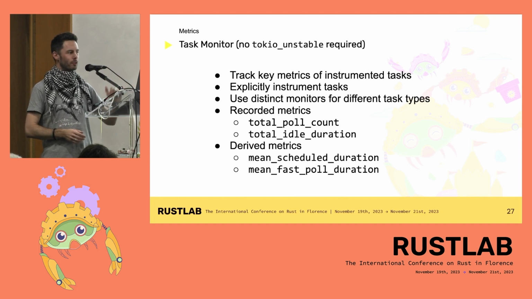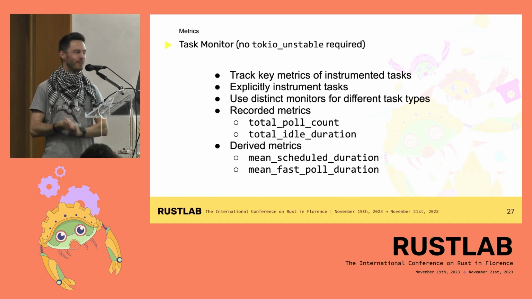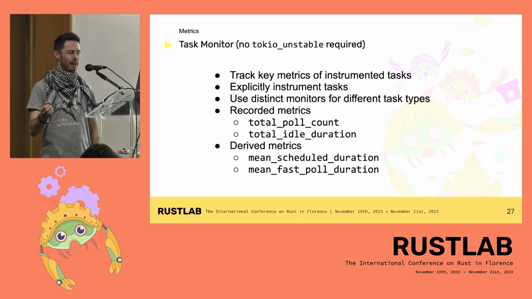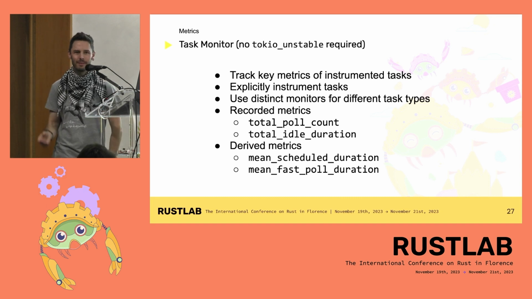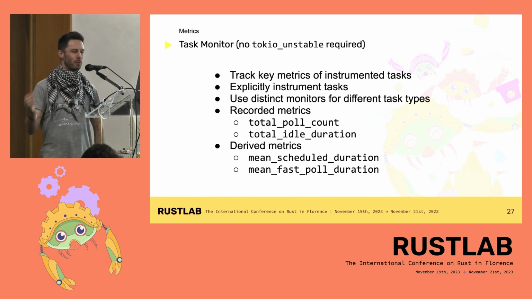Also, in the Tokio Utils crate, we have this task monitor. This doesn't require Tokio Unstable. It's the only thing I'm going to talk about today that doesn't require Tokio Unstable. And what it does is it tracks key metrics of instrumented tasks. So you have to explicitly instrument these tasks. And you can have multiple monitors, and you can monitor multiple tasks with each monitor. So the idea is you probably want to use distinct monitors for different types of tasks.